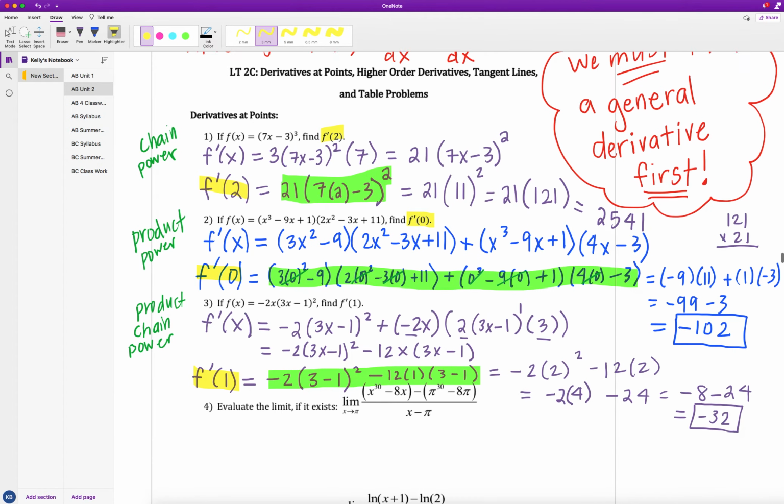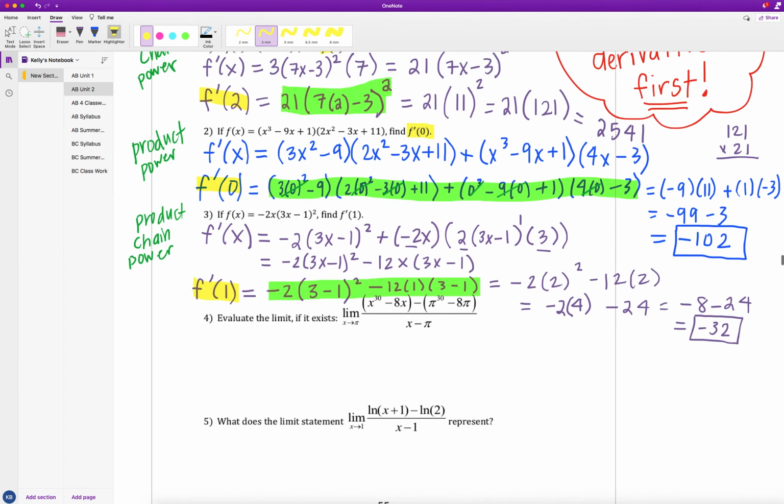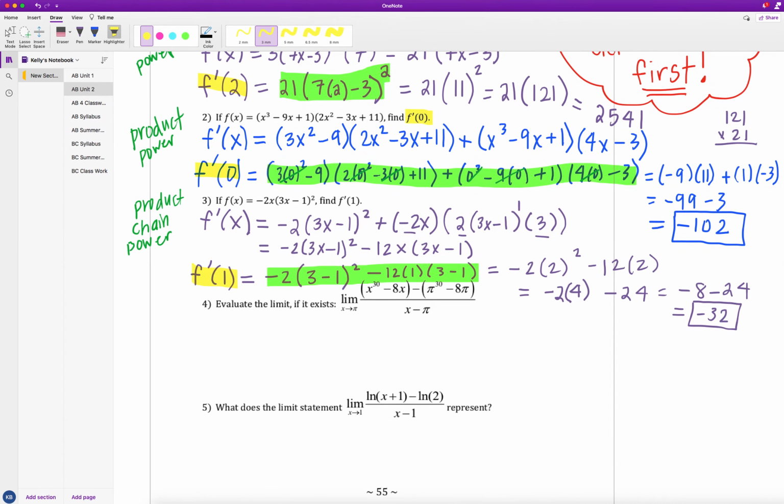Let's look at some other problems that are actually related, even though we've got limits now. These are related to derivatives. So back in Learning Target 2A, we learned that the definition of the derivative goes back to a limit. And so what these limits are here for is we want to connect those back to our definition of the derivative. Now we have 2 definitions of the derivative.